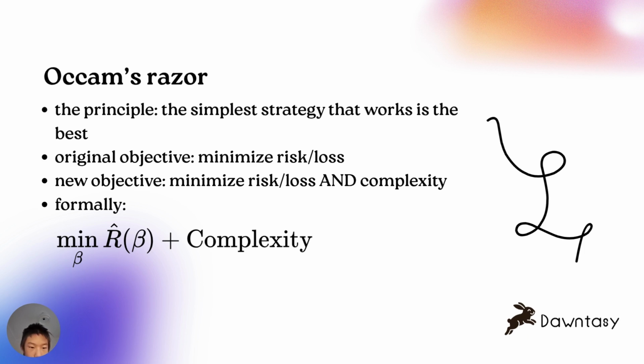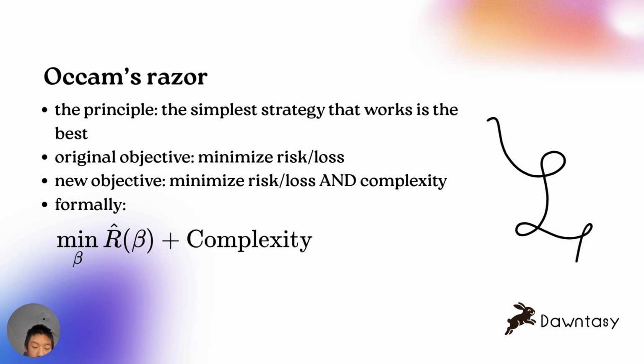Occam's razor, whose principle states that the simplest strategy that works is the best one. If you have a complex one and a simple one, and they both work equally well, the simpler strategy is almost always better. So in this case, we can take this principle and apply it to our machine learning objective. In this case, we don't want complexity. We want the model to be simple. That's how we prevent overfitting.